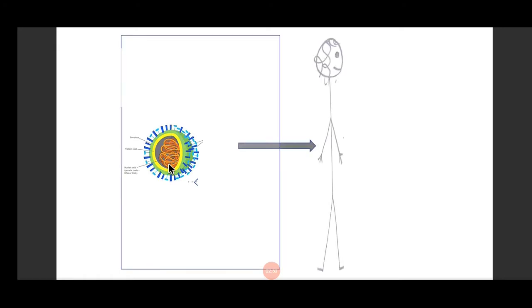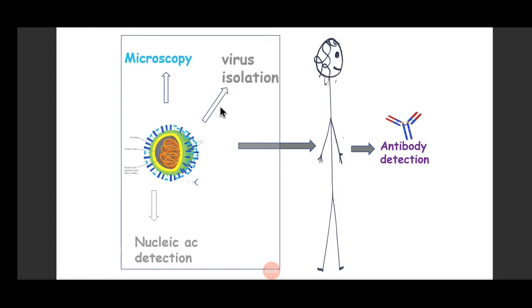For example, suppose a pathogen enters the human body, and the body in response makes antibody against this pathogen. So for the diagnosis of this infection, we can do microscopy, we can do virus isolation, we can do nucleic acid detection, but at the same time, we can also detect this antibody and some antigen from this pathogen. They all are methods of diagnosis of a disease. So we can detect all these five, including antigen and antibody.